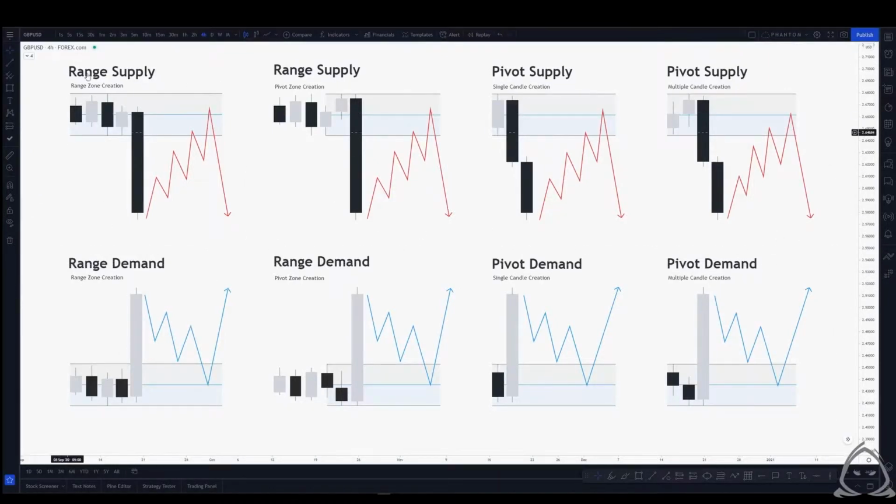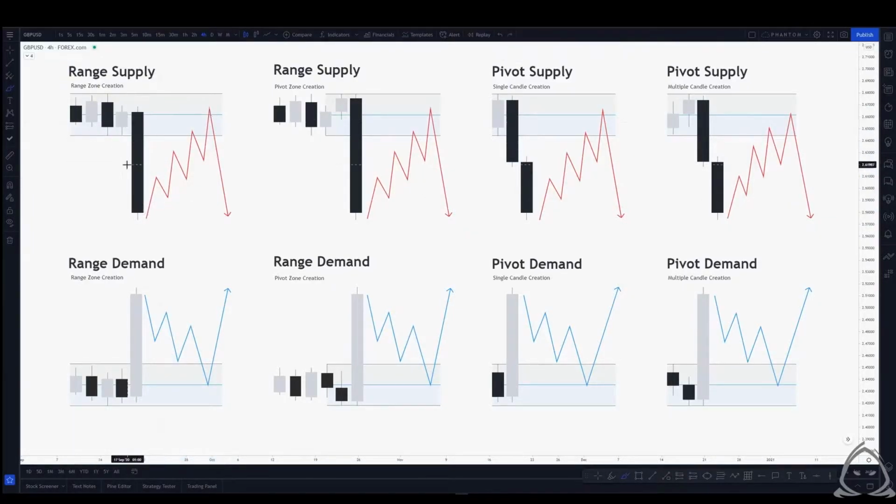If we start right here, we can see that we have range created supply and range created demand. And we're using the range zone creation, or marking the zone using the range that is created. So when we're looking at range created supply, for example, we have a sideways range in price. We can see that price is clearly moving sideways. And as a result, we're able to draw our supply zone using the highest high and lowest low that builds that range. In this example, it ends up being one candle that creates the entire range, but as we can see, price is more or less trapped within that range before it moves to the downside.